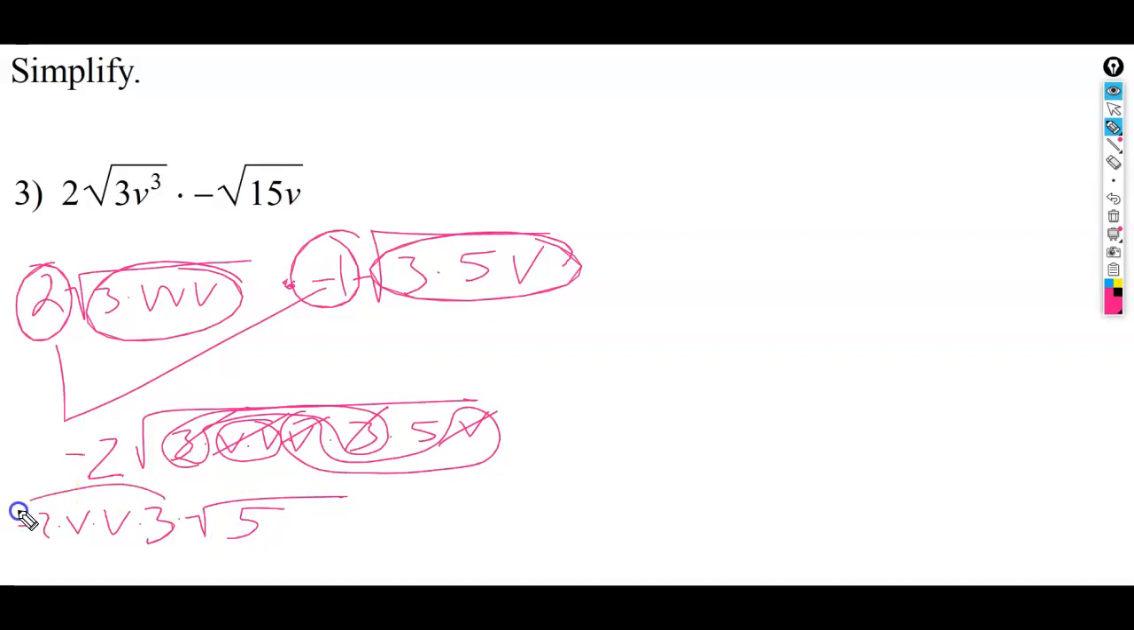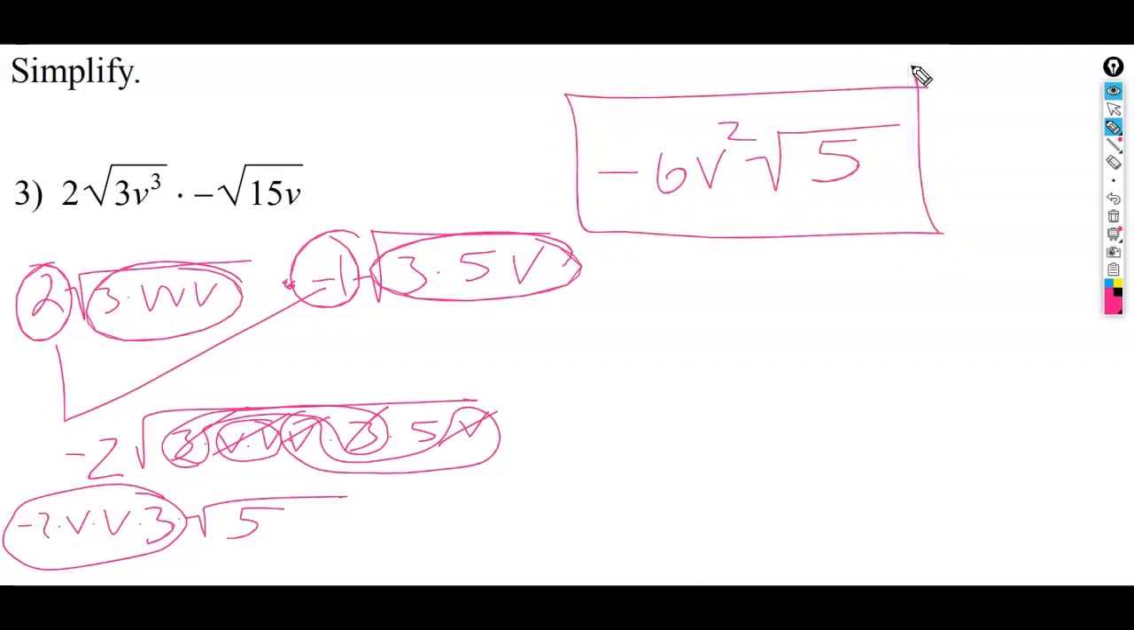So on the outside here, we have those 4 numbers that we need to multiply together. So that's going to end up being -6v squared, square root of 5. So the trick here that you want to take note of is that when you're multiplying, outside numbers get multiplied together, inside numbers get multiplied together, and then of course we break apart the inside and take out the roots.